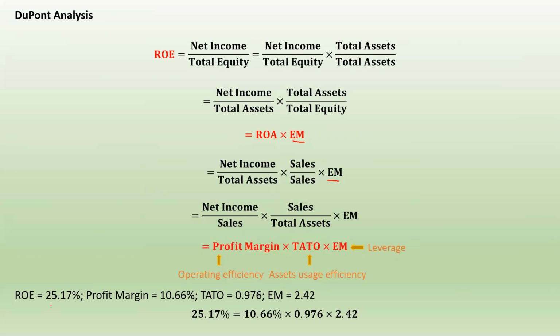The DuPont analysis can actually be used to compare 2 firms. If those 2 firms have exactly the same return on equity or similar return on equity, we should decompose the return on equity and compare. What's the source of the return on equity? It is because the firm has relatively higher operating efficiency or higher assets usage efficiency, or just because the firm has higher leverage.